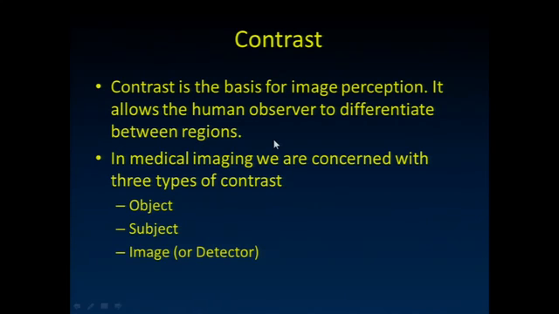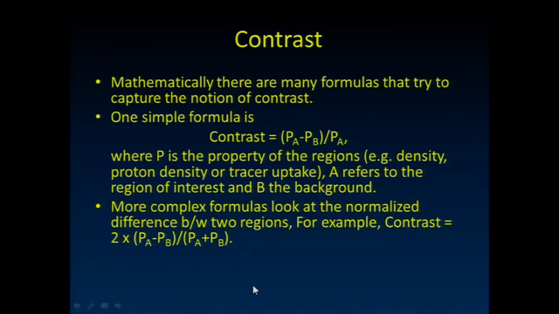It allows us to see on the film or the PACS two areas as being different in the image. In medical imaging, we're really concerned with three types: object contrast, subject contrast, and image or detector contrast, if you will. So what is contrast? Well, mathematically, if you think about one region of the image versus a background, it's really about the difference in intensity values in those regions.